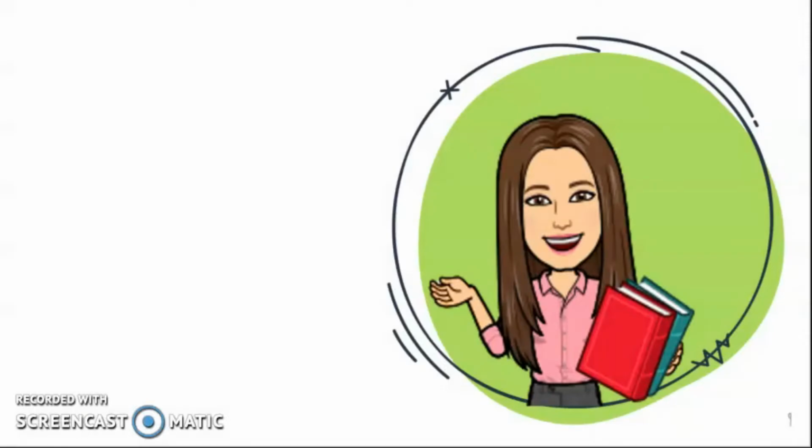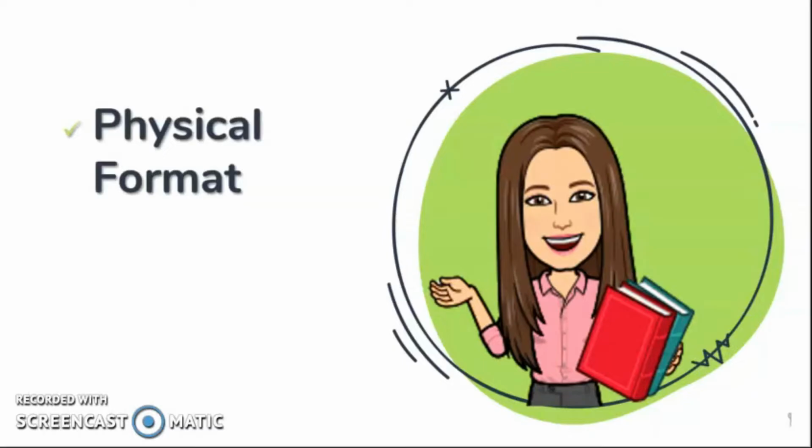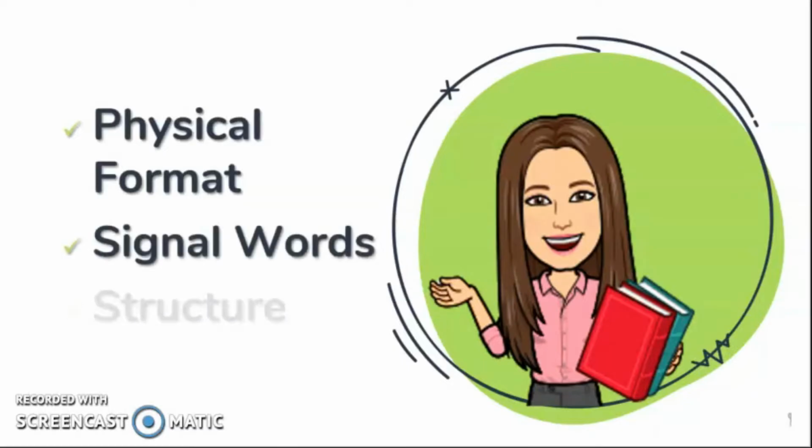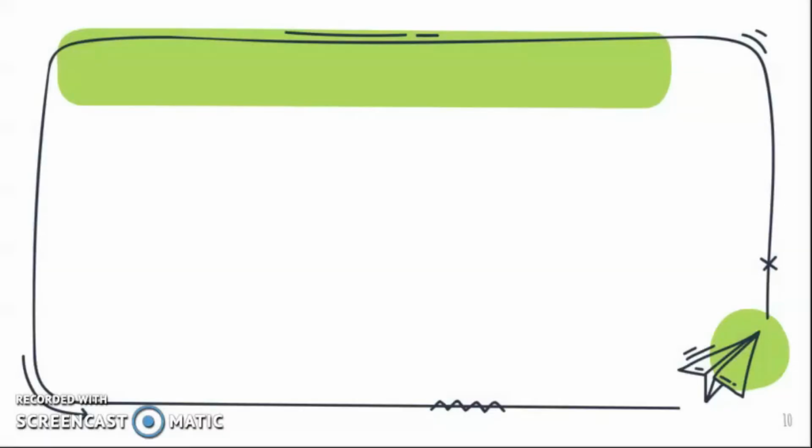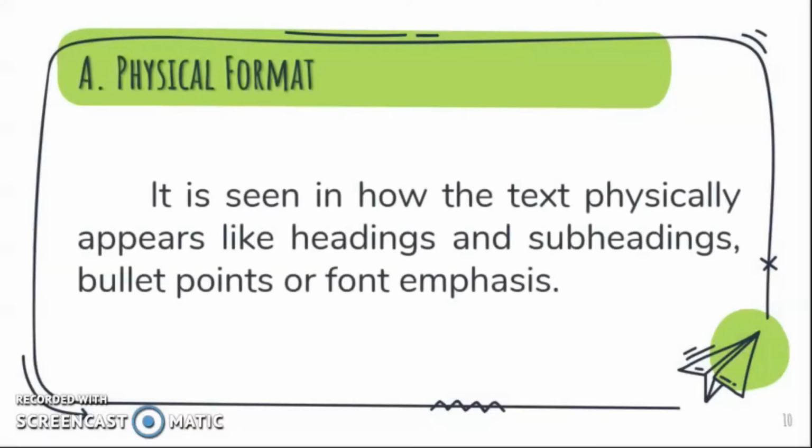Organization can be achieved through the following techniques. We have physical format, signal words, and structure. Let's discuss this one by one. When we say physical format, it is seen in how the text physically appears, like headings and subheadings, bullet points, or font emphasis. This is what we call the most visible characteristic of a text. However, use this technique with discretion, as improper or superfluous formatting can be confusing. Let's take a look at this example.